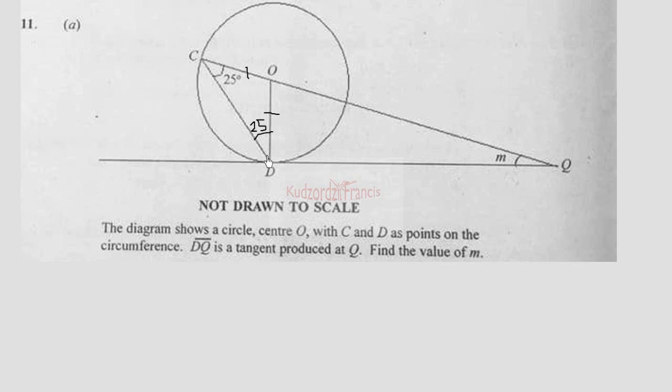Then also you know that the tangent DQ meets the radius at 90 degrees. So this angle is 90 and this one too is 90, but we need only this. So using triangle CDQ, we can then calculate the value of M. Triangle CDQ.